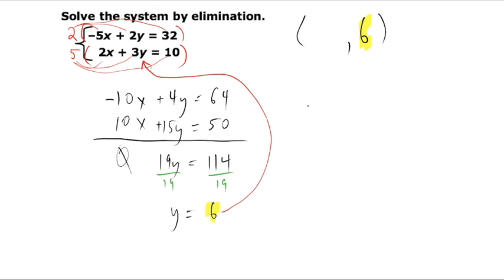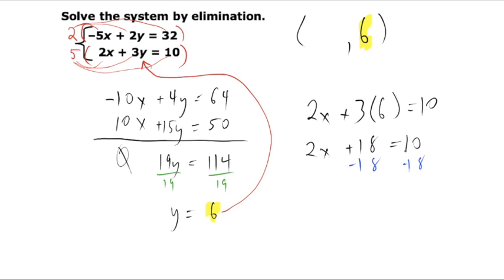So we have 2x plus 3 parentheses, since I'm substituting in the 6, equals 10. So we can start to simplify. So we have 2x, 3 times 6 gives me 18. So this is now a two-step problem. We start by subtracting 18 on both sides, leaving me with 2x equals negative 8. Divide both sides by that 2. And I get x equals negative 4.